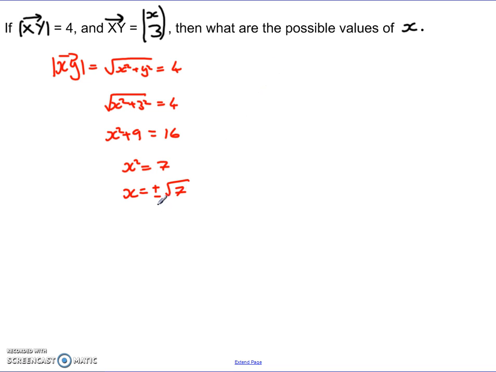You can't have a negative length. The length of something's always positive. So in this case, the length is given by plus root 7. So I know that the length of my vector is going to be given by root 7 units.